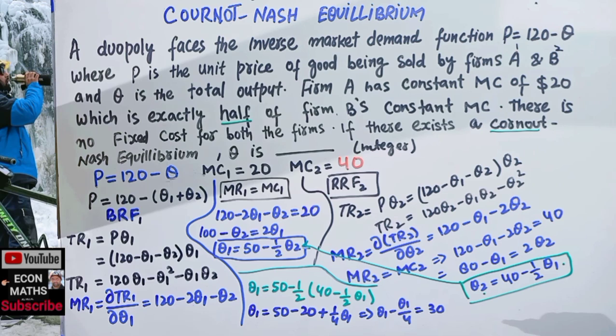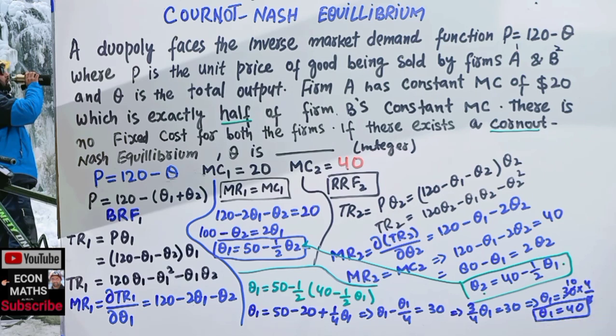Is it 30? Yes. So this becomes 4Q1, so this is 3 upon 4. 3 upon 4 Q1 is equal to 30, which implies Q1 will be equal to 30 into, transposing it, 4 upon 3. 3 ones are 3, 10 fours are 40. Q1 will be equal to 40.